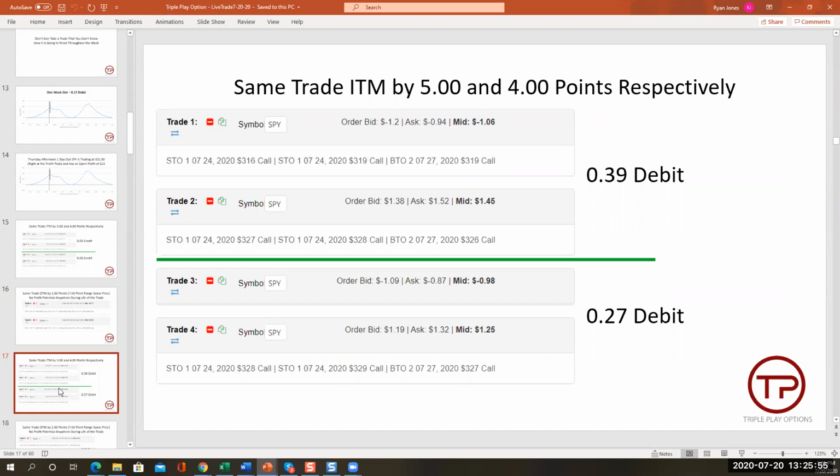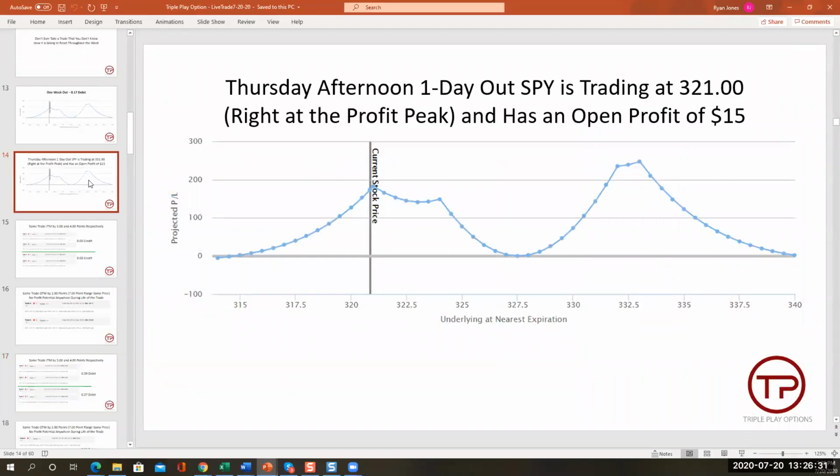You can get into the same trade last Thursday for this coming Friday, for a total debit of 39 cents on the first one. That's 5 points in the money. And if it was 4 points in the money, you get a total debit of 27 cents. By this Thursday, these are probably going to be at a small credit, which means I'll be losing $39 and probably around $27 with this trade. And this is the trade that we're talking about, by the way.